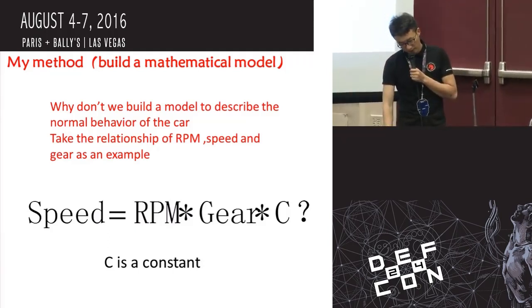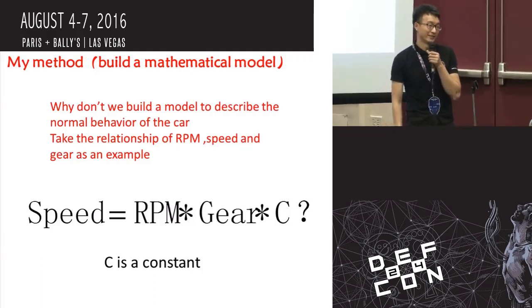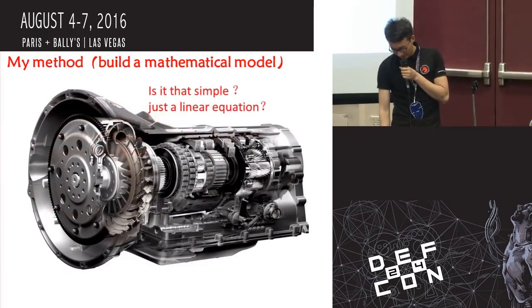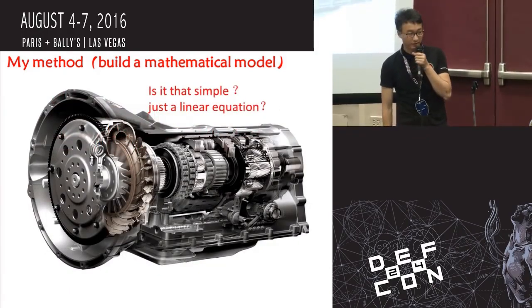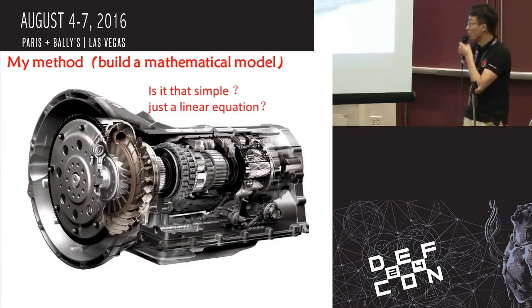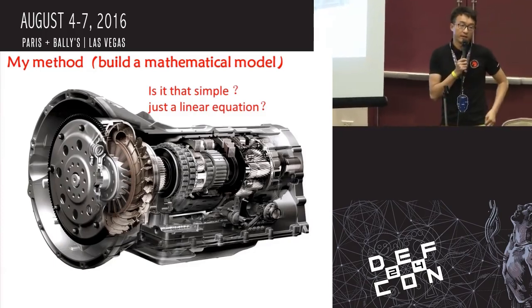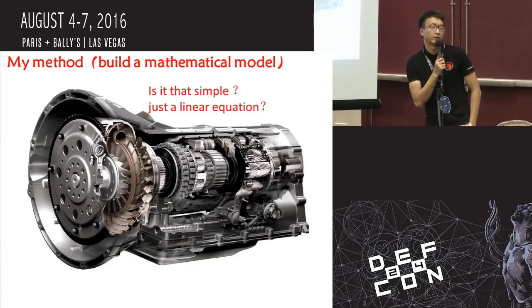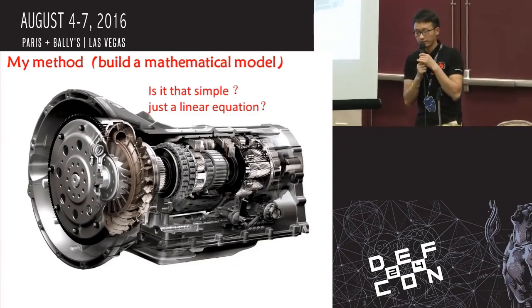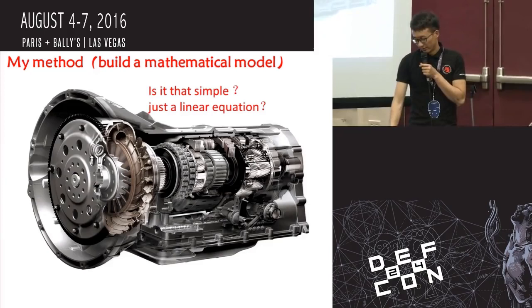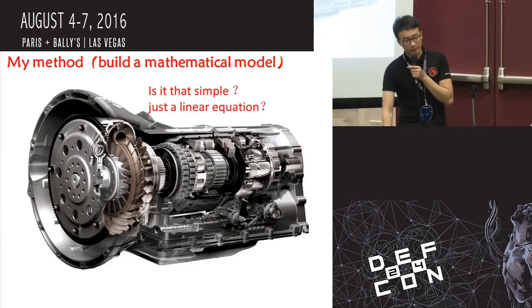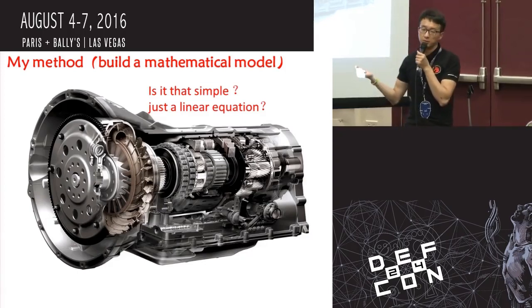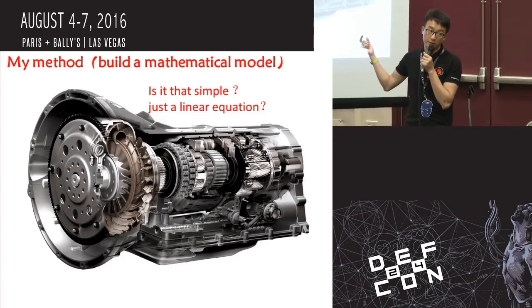Is it that simple? It's not that simple, right? This is a typical transmission, and it has many clutches. When you have a clutch, you introduce non-linearity. So the equation I've just shown is not practical. You cannot use a simple mathematical model to describe the relationship between those two parameters.